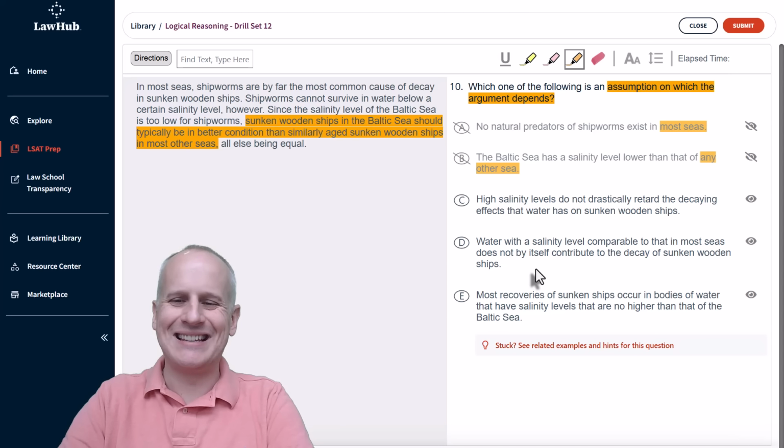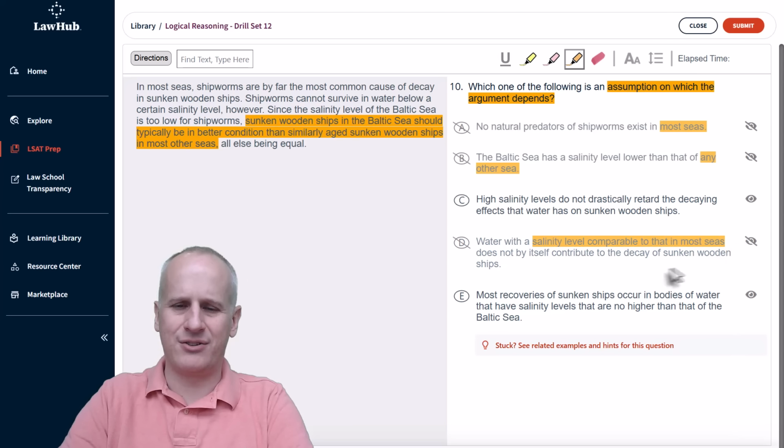Water with a salinity level comparable to that in most seas does not by itself contribute to the decay of sunken wooden ships. Well, salinity level comparable to that in most seas, well, who cares about most seas? We're talking about the Baltic Sea. So goodbye to choice D.